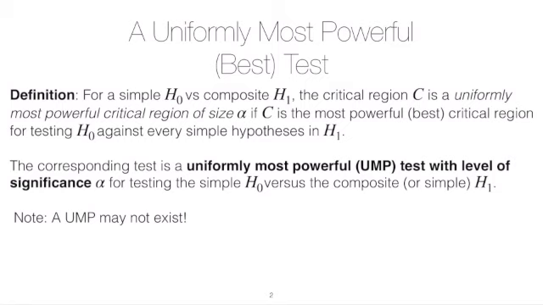And really the idea is that if you have a simple null and a composite alternative, the critical region C is a uniformly most powerful critical region of size alpha if C is the best test based on the Neyman-Pearson lemma against every simple hypothesis in the alternative. And the important thing here is that now we're thinking about the uniformly most powerful test, so that means for any value in the alternative.